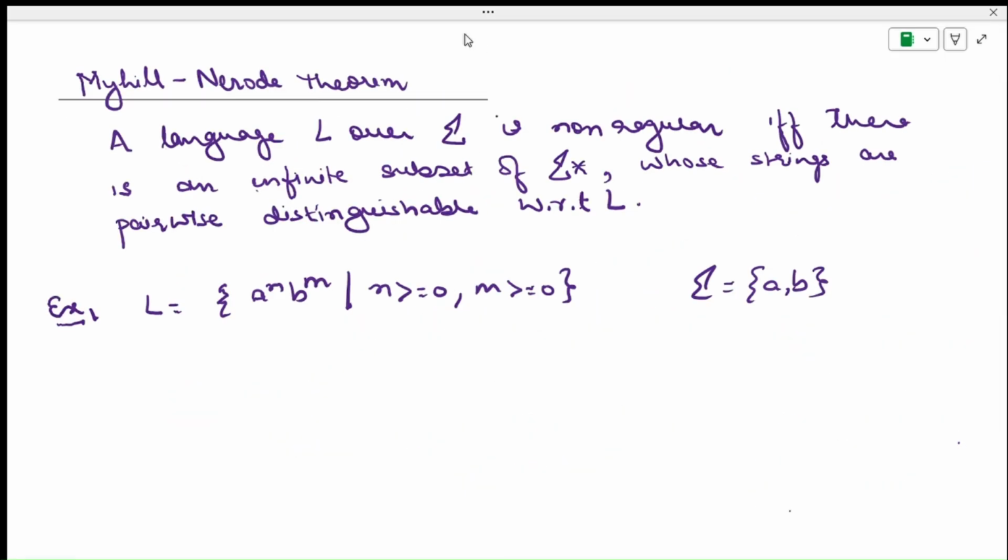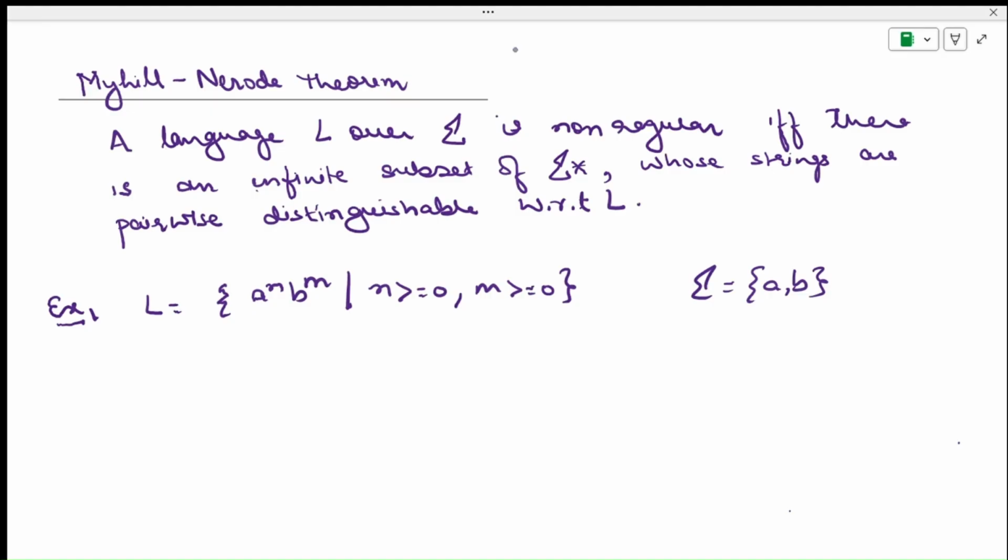Here we have the Myhill-Nerode theorem. A language L over sigma is non-regular if and only if there is an infinite subset of sigma star whose strings are pairwise distinguishable with respect to language L. Let me take an example: a raised to the power n, b raised to the power m, where n is greater than or equal to 0, m is greater than or equal to 0, and sigma is {a, b}.